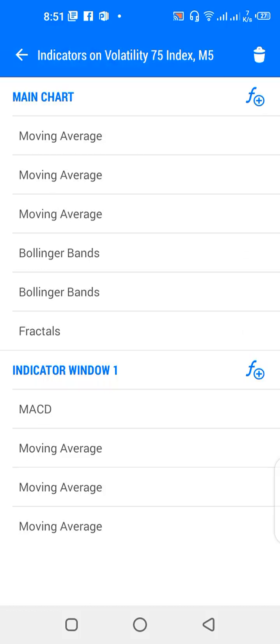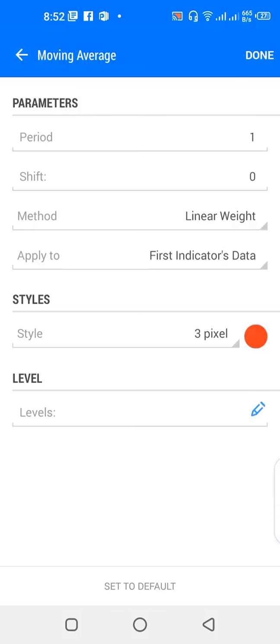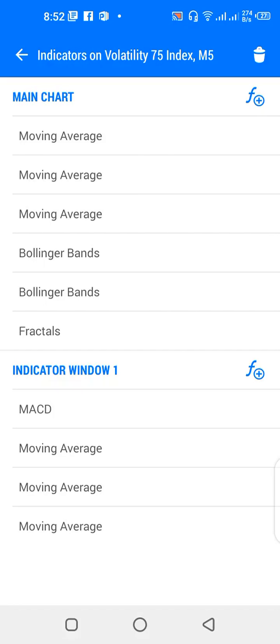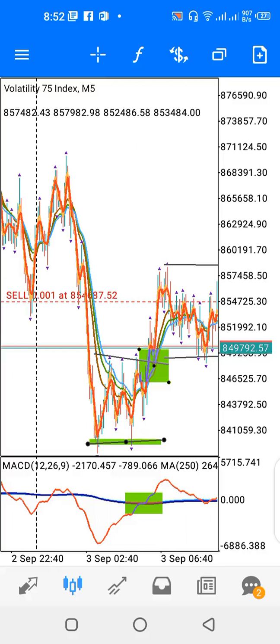Now color is deep blue. Then you have another moving average. Period is 1. Shift is 0. Method is linear weight. Apply to first indicator's data. Color is red. So that's that for the parameters of the indicators.